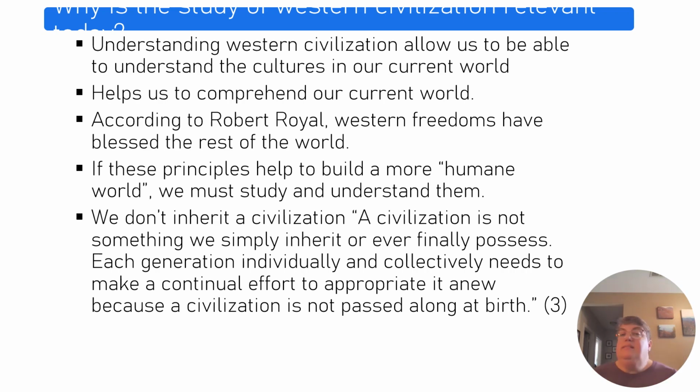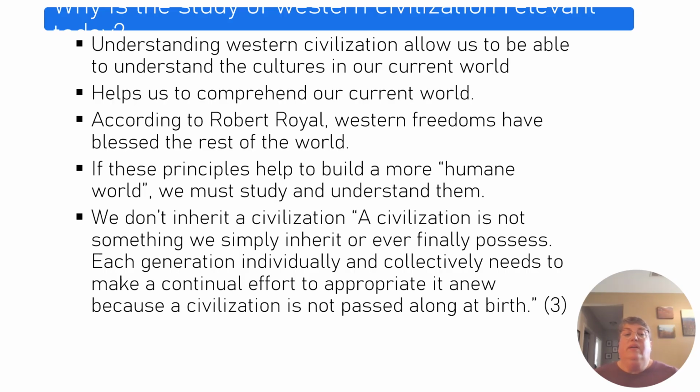So why is the study of Western civilization, of Western freedoms, why is that still relevant today? From the readings that we had, I believe that one of the things that's important about it is that it helps us to understand the culture in which we live, the current world in which we live, and it helps us to comprehend that current world as well as understanding the past.